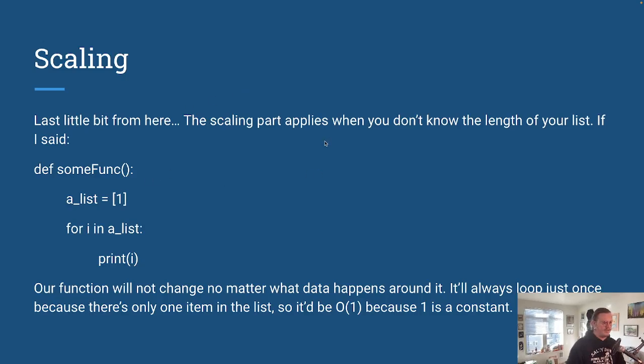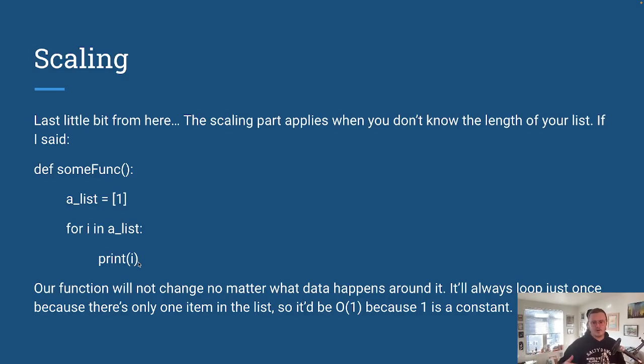Last thing. All right. So the scaling part applies when you don't know the length of your list. So if I said, and again, this is Python, but you'll be okay. It looks a little different, but we'll see this in text. So def is like saying function in JavaScript. So function, some func. It doesn't take any parameters. A list equals, and our list is just one item long. For i in a list, print i.